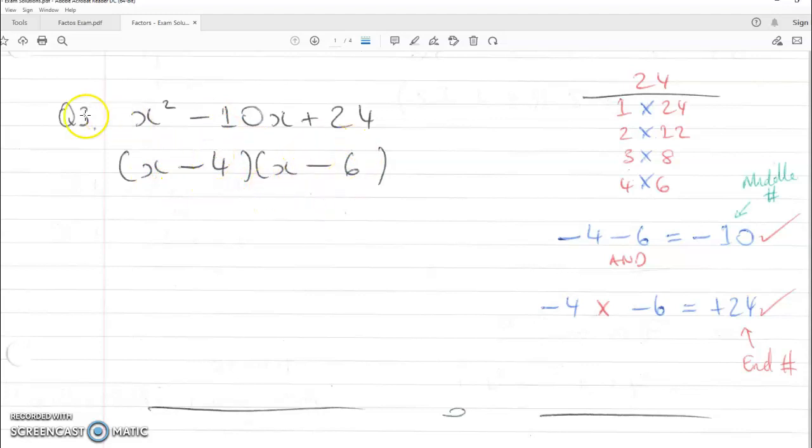And that is the answer to number 3, a tricky quadratic trinomial, which would have caught a lot of people out thinking that it was the factor pair 2 and 12 without a second check.